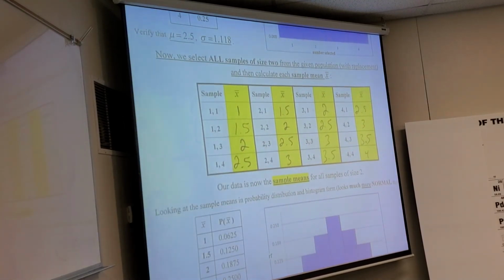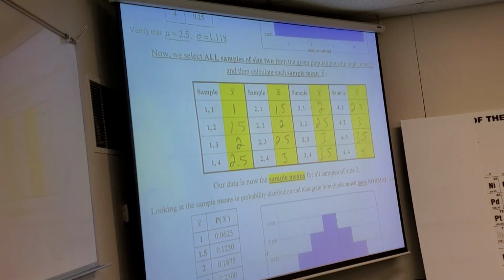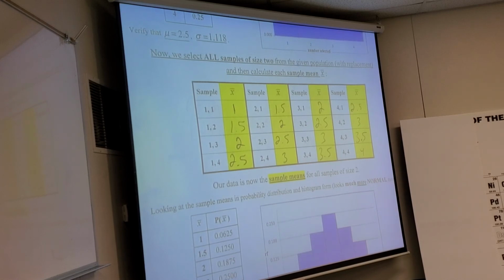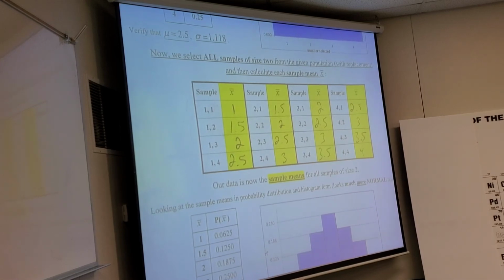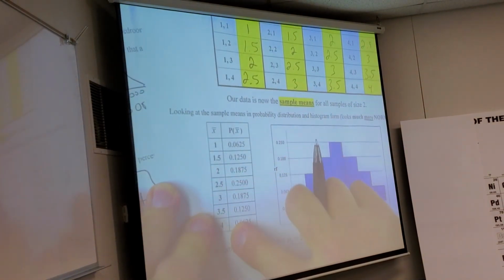You don't have to know where we're going with this right now, but just in this table, you all see that that's all the possible ways to pick 2 pieces of paper out of that hat, right? And then all we did, instead of writing down individual ages, was take 2 people, average, write it down. 2 people, average, write it down. That would be my data now: the averages of every sample of size 2. That's all we're doing right here. So instead of the data being 1, 2, 3, 4, the data is now 1, 1.5, 2, 2.5, 3, 3.5, 4.